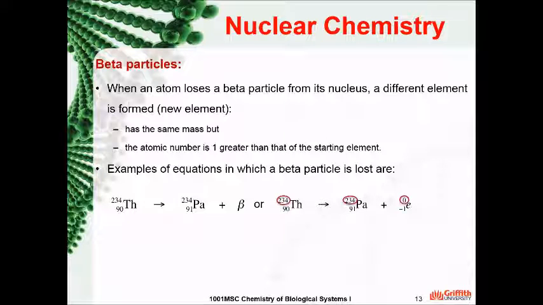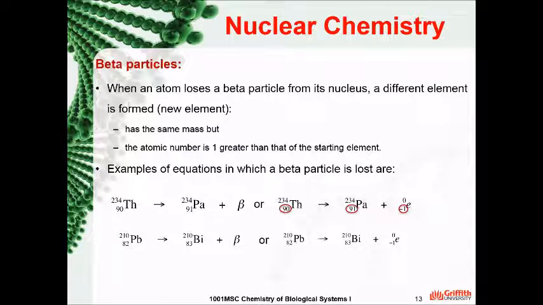The mass number for thorium and protactinium is equal. However, the protactinium has an atomic number of 91 compared to 90 for the thorium. Thus, we need a beta particle to balance the equation. Let's look at another example. Lead emits a beta particle and changes into bismuth, as per the following equation.